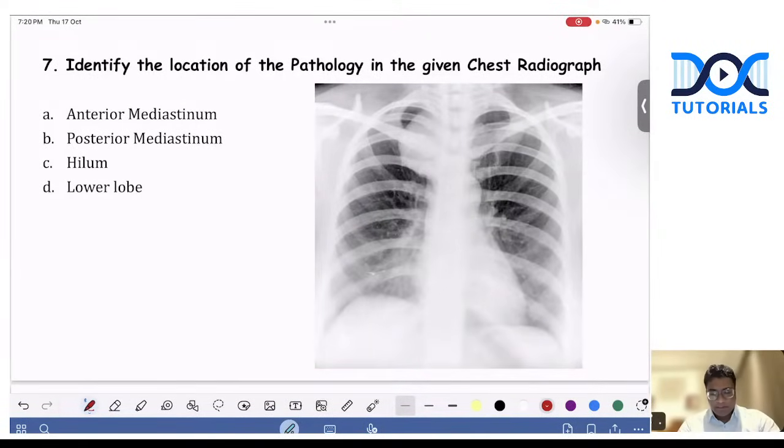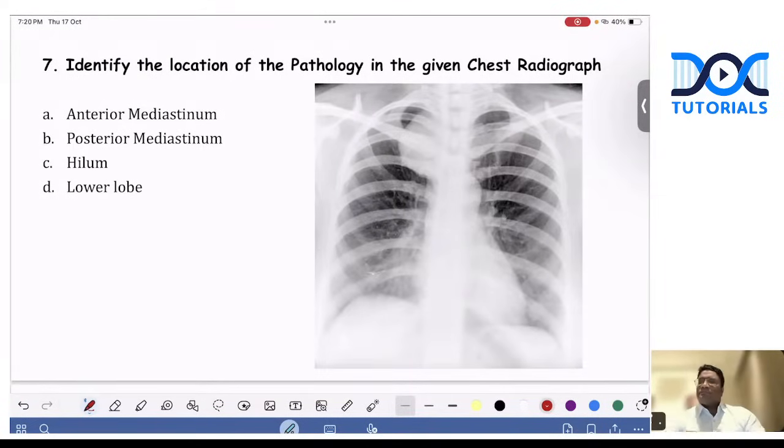Okay. First of all, is it on the right side or left side? Did you at least see the lesion? Look at the chest radiograph and tell me where the lesion is, right side or left side? At least tell me, right or left? I'm waiting for your answers.